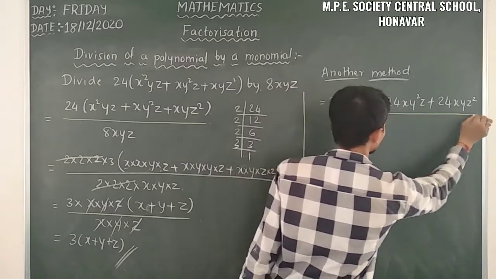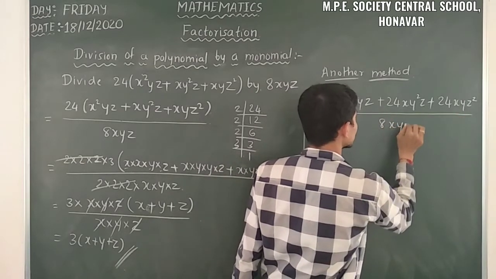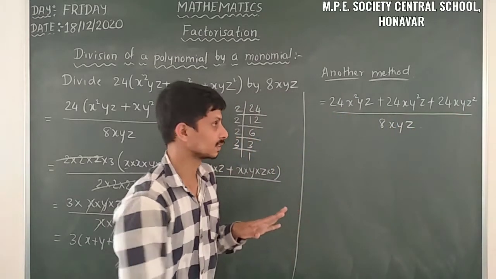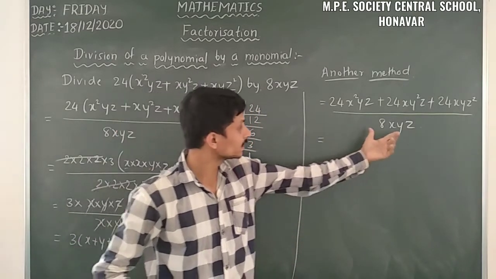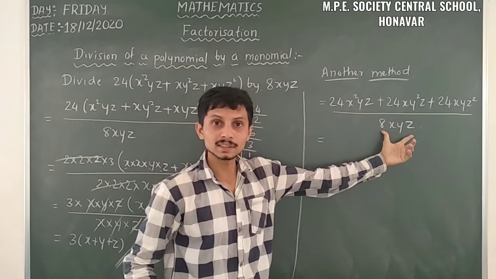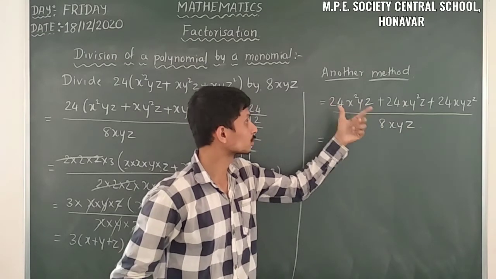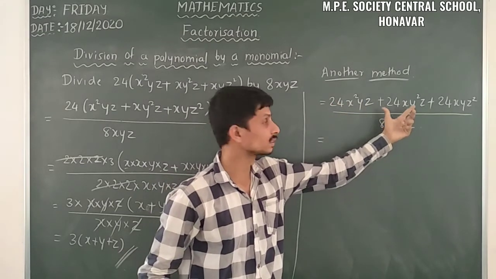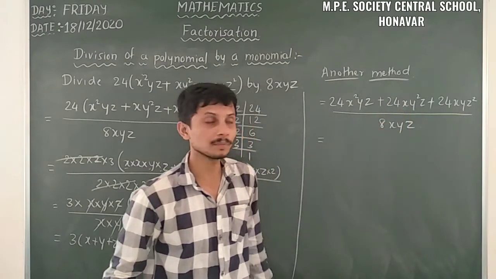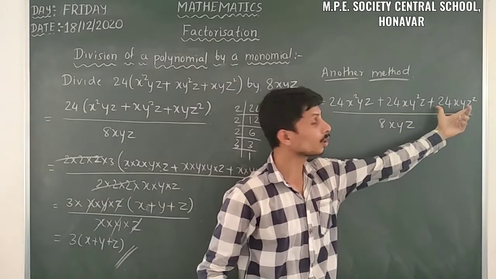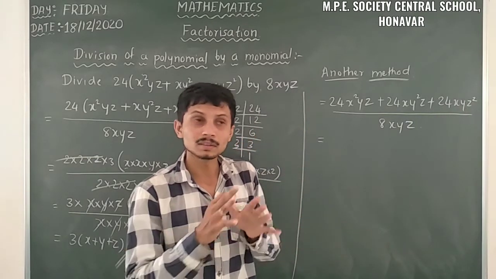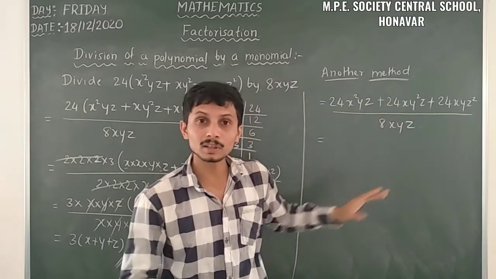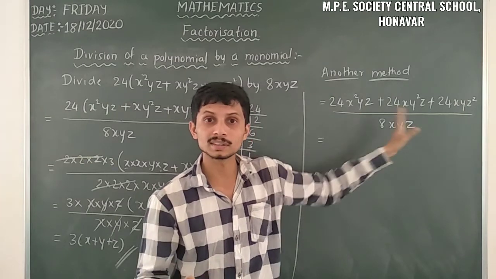And divided by 8xyz. The denominator remains as it is. So here what happens is, this 8xyz is the denominator of this term also, and 8xyz is the denominator of this term, and 8xyz also belongs to this term. That means we can divide this same denominator to each of those numerators.